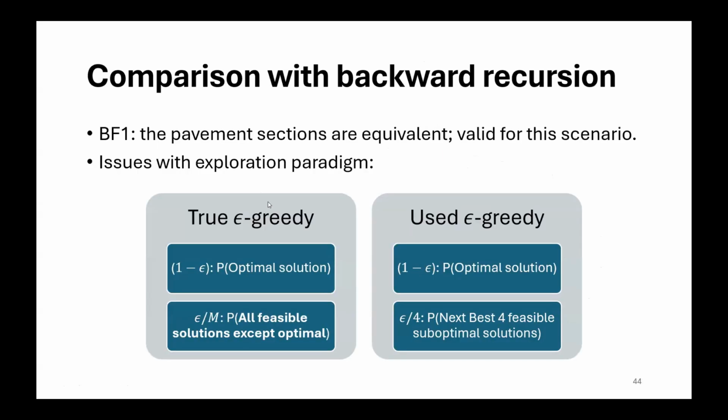So what's the issue? So the BF1, the pavement sections are equivalent, and hence the parameterization is supposed to be valid for this scenario. But there is an issue with the exploration paradigm. See, I did not use true epsilon greedy to make this algorithm converge. I used a modified epsilon greedy, which only considers the top 5 optimal solutions instead of the whole set of optimal solutions. You might have realized why, because the number of optimal solutions, or the number of feasible solutions for this sort of a humongous solution set is not actually itself computationally feasible. So what I did was I calculate the top 5 optimal solutions, and then use the epsilon greedy. 1 minus epsilon, I use the optimal solution. Epsilon by 4, I choose one of the 4 suboptimal solutions.